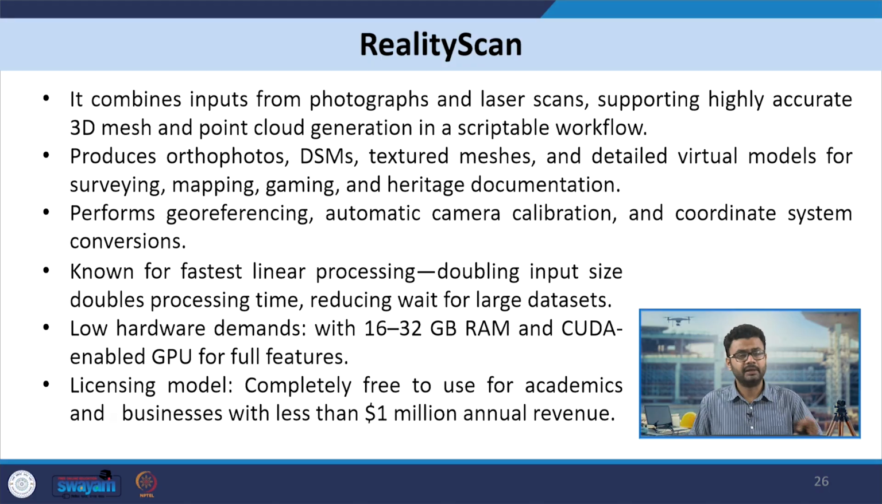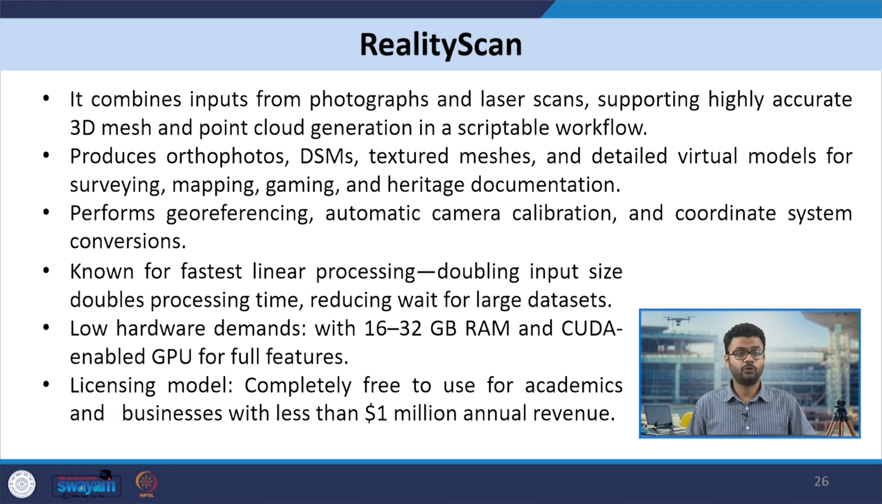While most other open source software is more focused on structure from motion 3D reconstruction, RealityScan is a bit different in the sense that it provides a complete end-to-end workflow for georeferenced DSM and orthomosaic product generation. RealityScan combines inputs from photographs and laser scans and supports highly accurate 3D mesh and point cloud generation. It also has the option of a scriptable workflow, so you can control it through Python scripts as well.